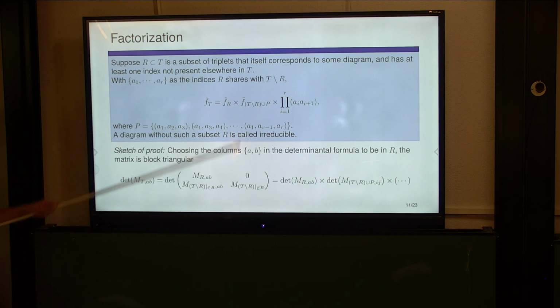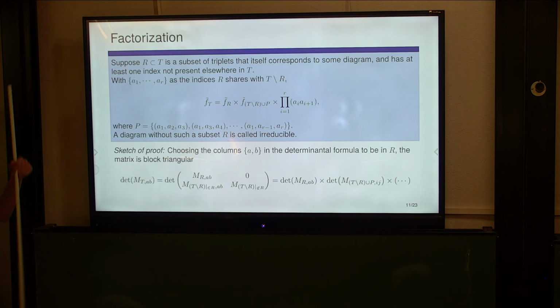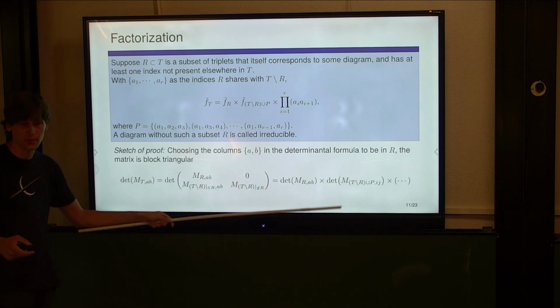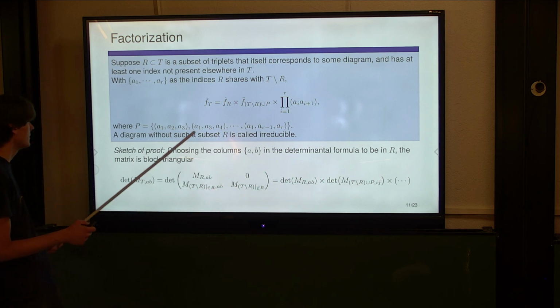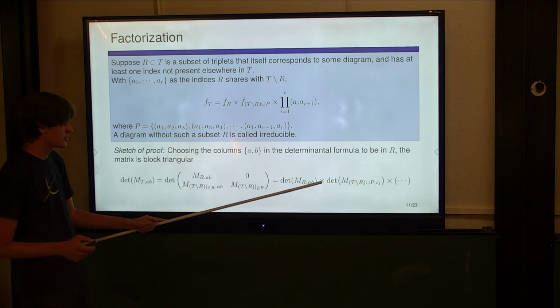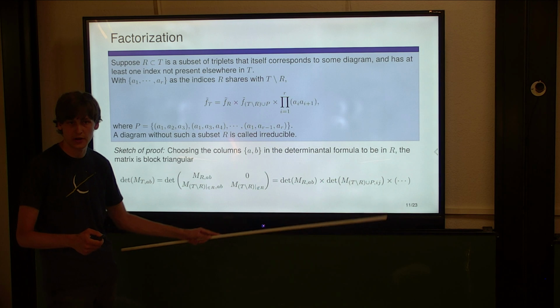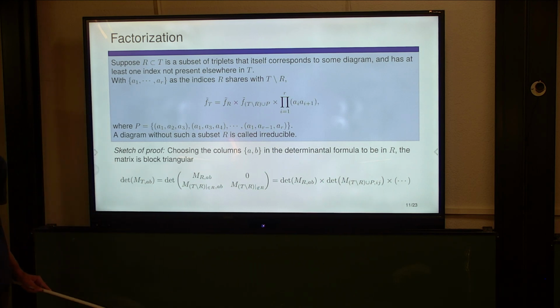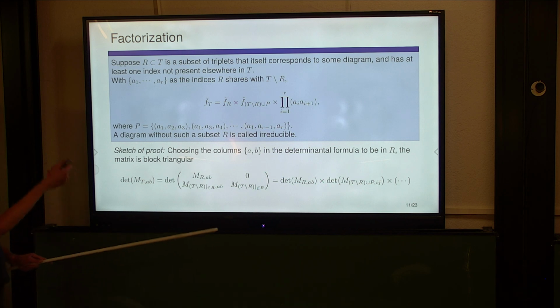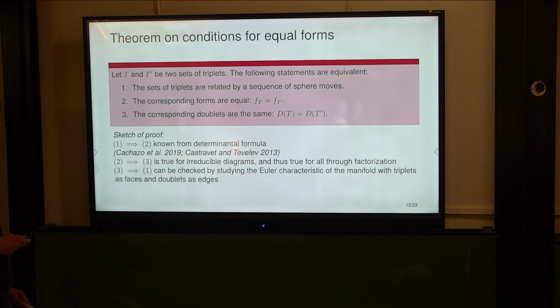have this subset of triplets that corresponds to some smaller subdiagram, then the matrix that you're taking the determinant of is sort of like block triangular, and you can really factorize the determinant in a particular way, provided you add back in these triplets P to make sure that the second determinant also corresponds to a valid diagram. So I know it's a very brief sketch, there isn't that much time in this presentation, but the determinant formula helps make this factorization happen.